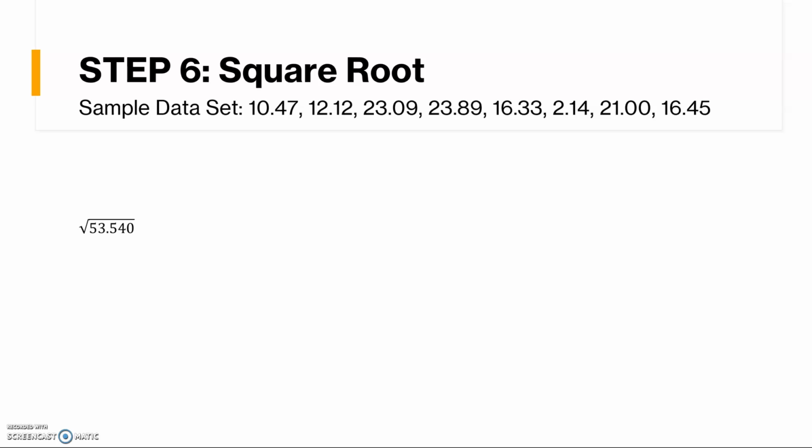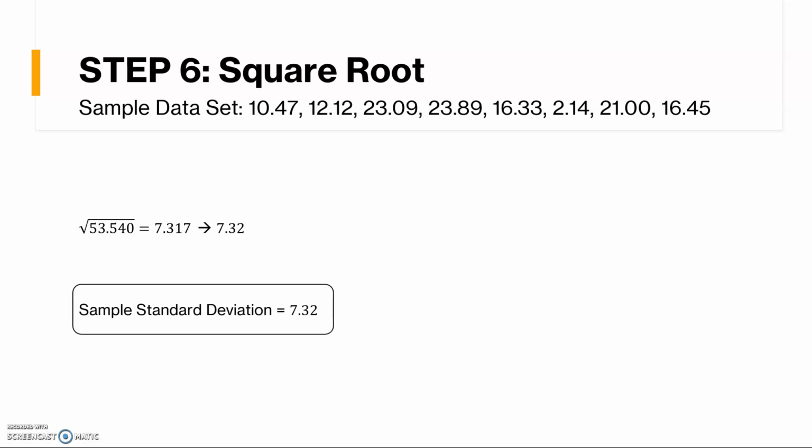53.540. If you plug that into your calculator, I'm going to go out to just 3 decimal places. That'll be 7.317. Now we're only going to round to 2 decimal places. So I'm going to look at 1, 2. Look at this 7. It's equal to 5 or greater than 5. So I'm going to bump this one up to 7.32. So our sample standard deviation is 7.32.